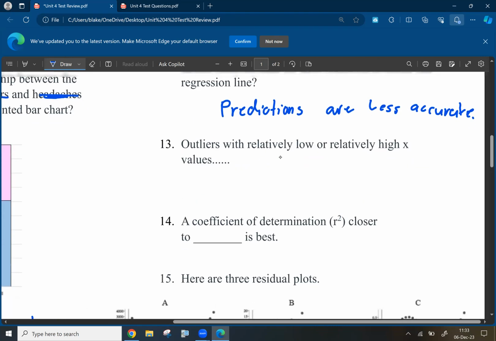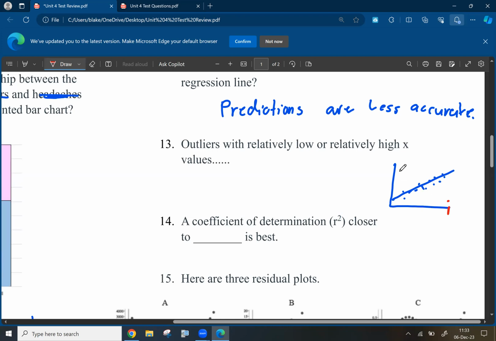Outliers with relatively low or high X values. So basically, imagine you have a scatter plot, and you have an outlier that is a really high X value, which would be way down here somewhere, high on the X scale. Or one that's really low on the X scale, could be way over here.